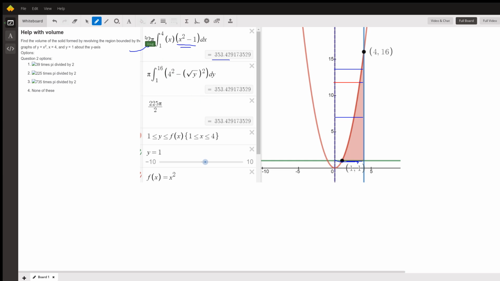I'll let you take care of evaluating these definite integrals. Here's proof that the correct answer is 225 pi divided by 2, and you get the same answer with either method.